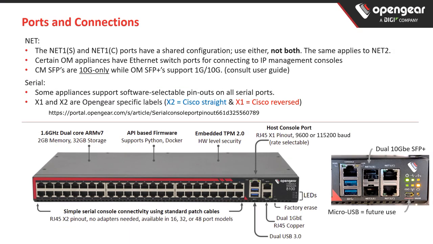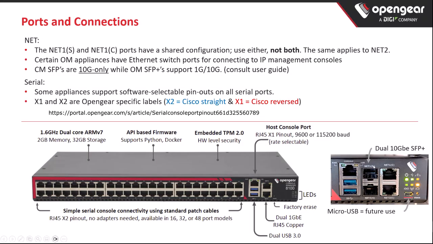If the appliance you're setting up is a 10G model, please check the user guide to be sure that the version you have will support 10G or 1G on the SFP, because some only support 10 gigabit Ethernet. Some of our appliances have software selectable pinouts for their serial ports, but not all. The serial console port is not software selectable, so it will be either an X2 or an X1 pinout, and the manual will tell you, as well as an upcoming slide.